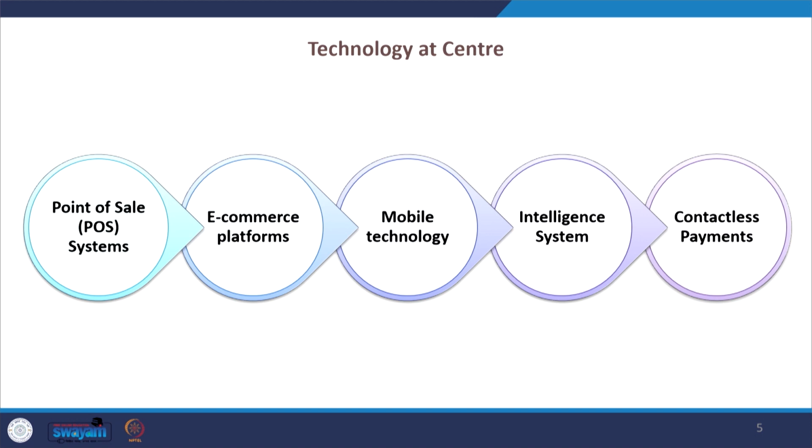Now, as far as this facet is concerned, we'll be looking at point of sale systems, e-commerce platforms, mobile technology, intelligent systems, and contactless payments. All these paradigms simply indicate where technology can be implemented as far as the operations and functioning of a retailer is concerned. The first thing we are going to look at is point of sale systems.